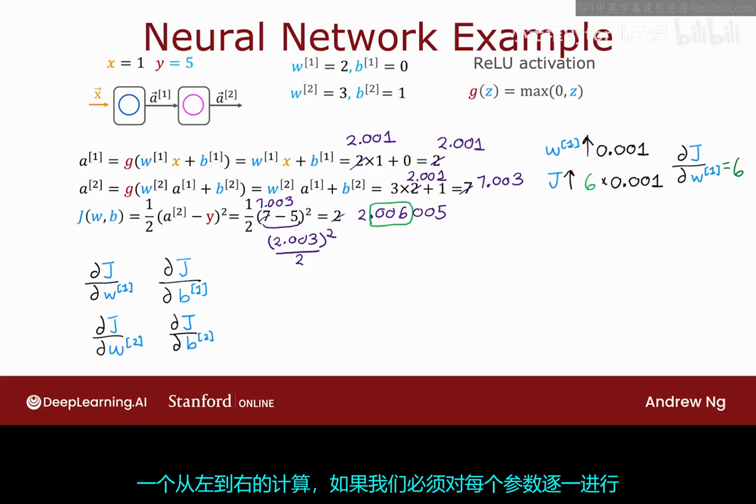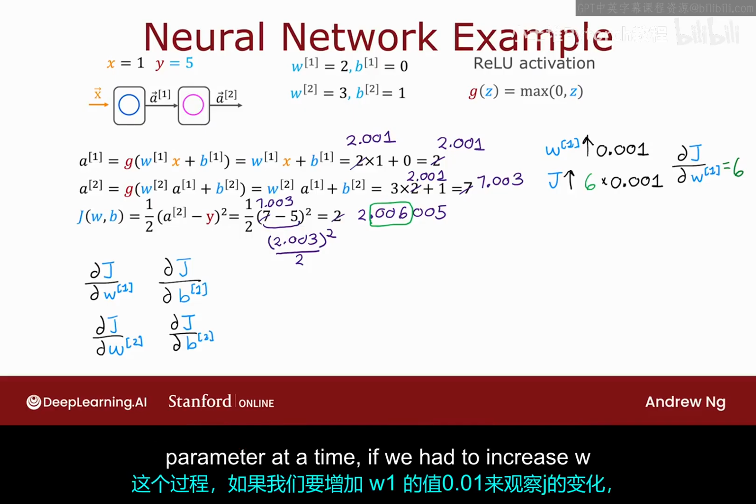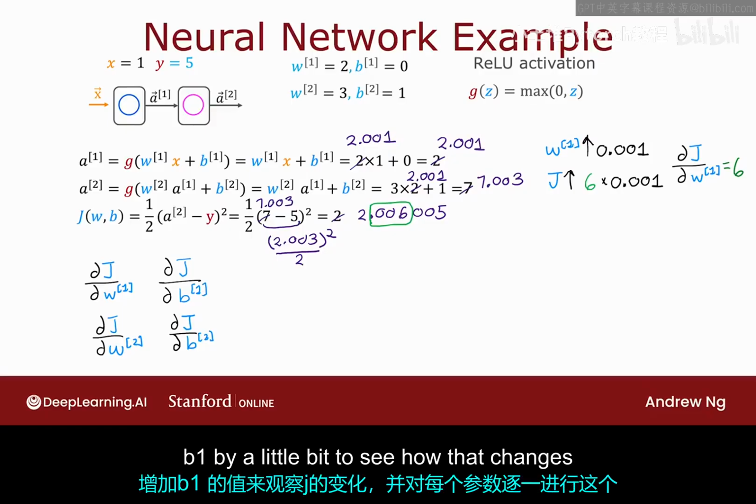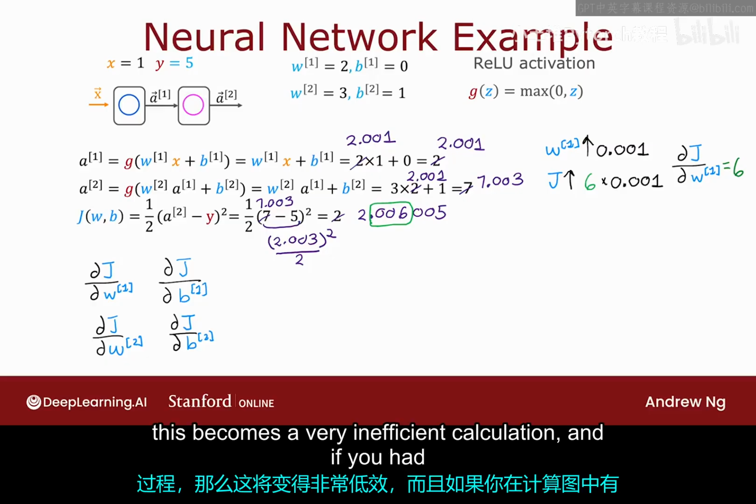I did just illustrate how we could bump up w1 by a little bit and see how much J changes, but that was a left to right calculation. And if we had to do this procedure for each parameter, one parameter at a time, if we had to increase w1 by 0.001 to see how that changes J, increase b1 by a little bit to see how that changes J, and increase every parameter one at a time by a little bit, then this becomes a very inefficient calculation.